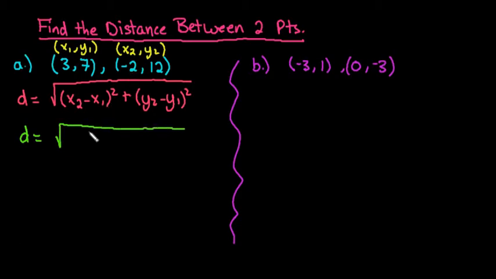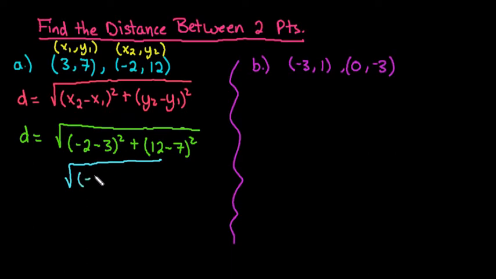For x2, I'm going to plug in -2. Be very careful about signs. For x1, we're going to plug in 3. And for the second one, y2 is 12 minus 7. And then you would square that answer. So with this, we would just simplify. -2 minus 3 is -5. 12 minus 7 is +5.